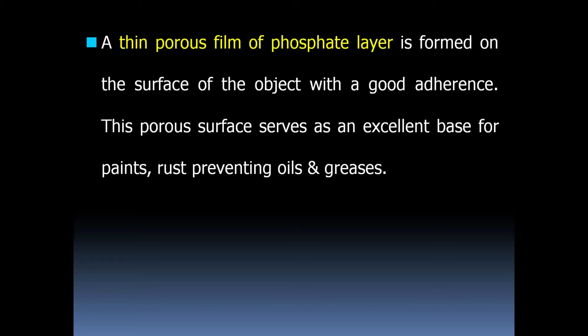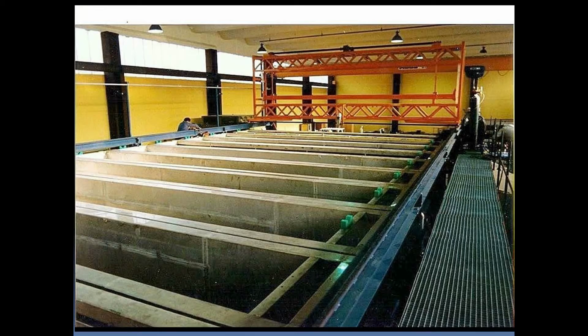This phosphate also has another advantage. Because it acts as a very good adherent for paints. Painting is a secondary process which gives a decorative appeal. So if you have the phosphate base layer, then the adherence of the paint will be enhanced by this method, that is called the phosphating method. You can see one of the tanks where phosphating is done here.